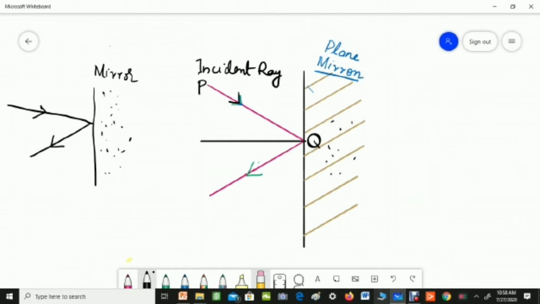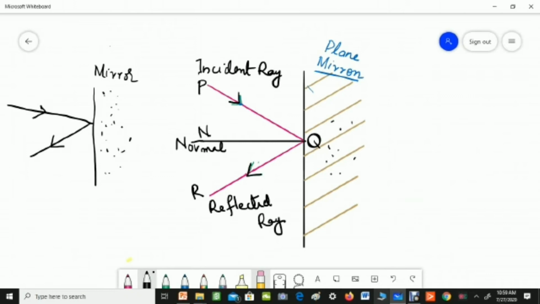So what will happen to the incident ray when it strikes the mirror? You already know it. It bounces off from the mirror. The ray which comes back after reflection is called the reflected ray. I am giving it another name, QR. So QR is the reflected ray. Now, the line drawn perpendicular to the surface of the mirror is called the normal. So this is the normal. So NQ is the normal.